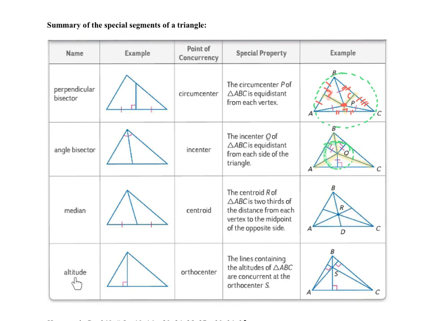And then the last special segment we talked about was an altitude. The point of concurrency of the three altitudes is called an orthocenter. Remember, the altitude goes from a vertex to the line containing the opposite side, and it's perpendicular to that line. And the point of concurrency, as we said, of all three altitudes is called the orthocenter. Now, we don't have a theorem that says anything particular about the orthocenter. You just need to be able to know the name of the orthocenter.